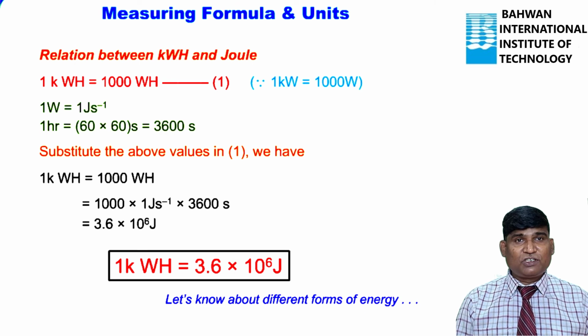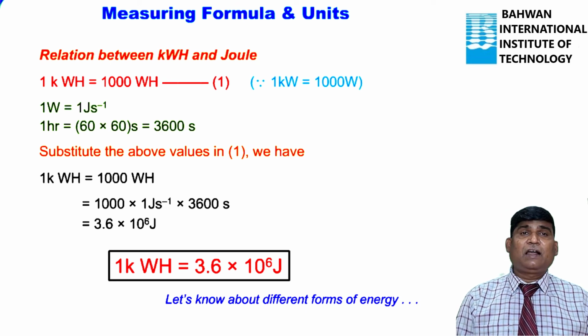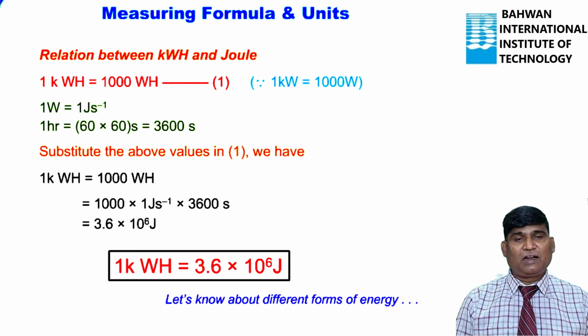Both are units of energy. The commercial electrical unit is kilowatt hour, right? Whereas the ordinary unit we use in day-to-day life for energy is joule, right? That is the SI unit of energy.